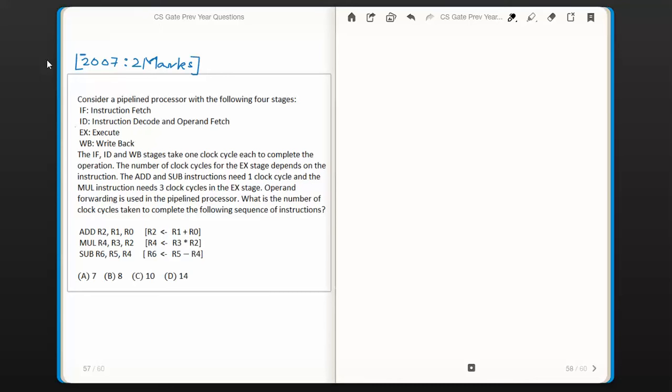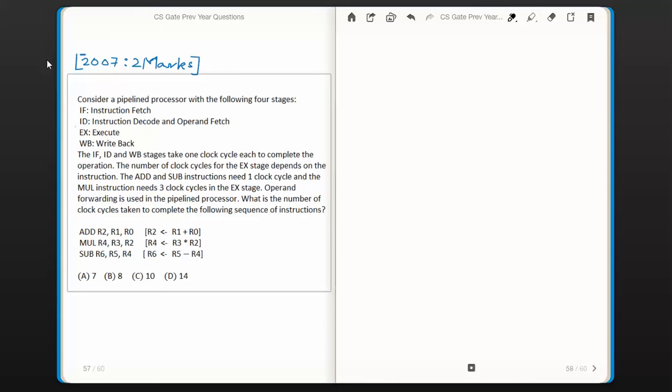First instruction is add R2, R1, R0, which means the values of R1 and R0 are added up and stored in R2. Multiply R4, R3, R2, which means the values of R3 and R2 are multiplied and the result is stored in R4. Third instruction is subtract R6, R5, R4, which means the value of register R4 is subtracted from the value of register R5 and the result is stored back in register R6.